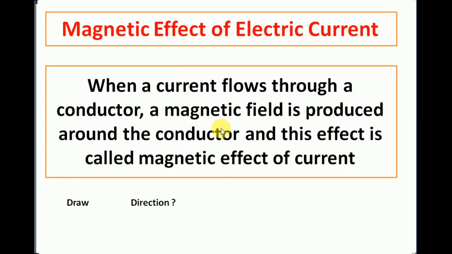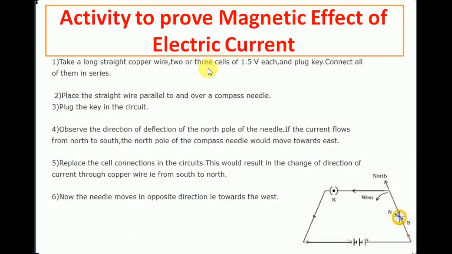Now when I say magnetic field around a conductor, we should draw the magnetic field and give the direction of the magnetic field as we have done in the bar magnet. Now let's draw and find the direction. Before that, this is the activity to prove the magnetic effect of electric current.